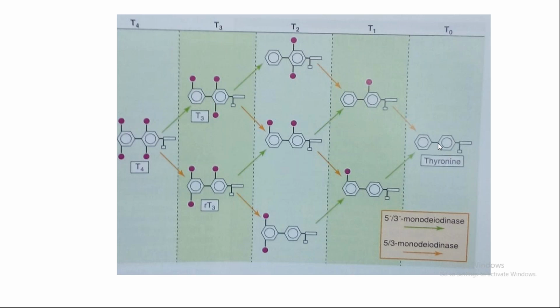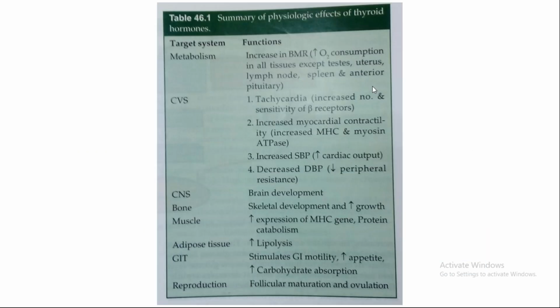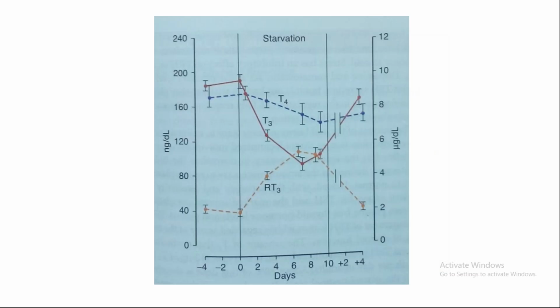Now, where is D1 present? There are three types of deiodinase enzyme: type 1, type 2, type 3, or D1, D2, and D3. D1 is present in the liver, kidney, thyroid, and pituitary. D1 is present in, okay, just let me search the slide.